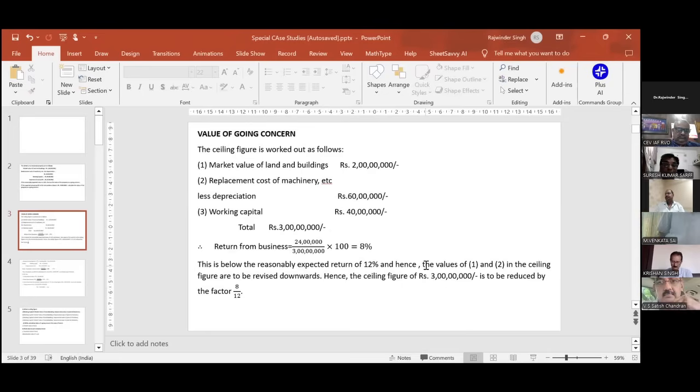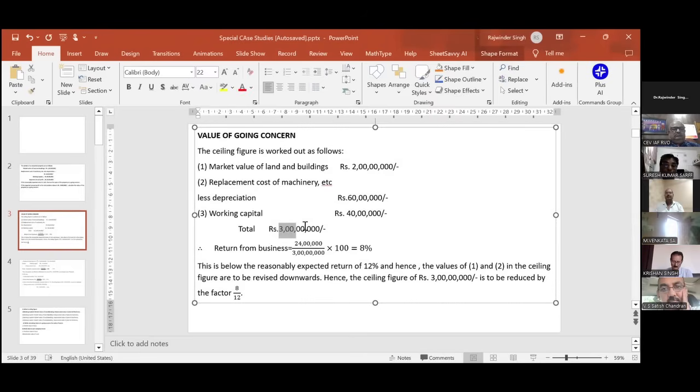So the value of a going concern, this is the data which is given to you. Market value of the land and building is 2 crore. Replacement cost of machinery, etc. is given to you as 60 lakh. Working capital is 40 lakh. So the total investment is 3 crore.